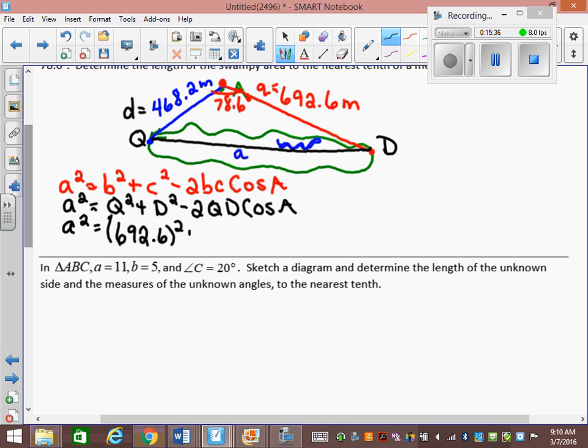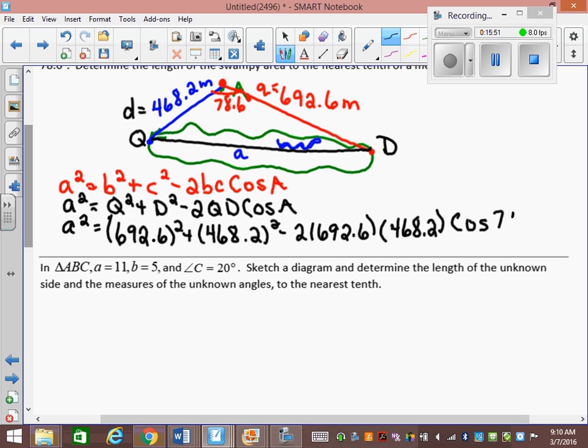692.6 squared plus 468.2 squared minus 2 times 692.6 times 468.2 cos of 78.6. And what do I have to remember to do? Square root this entire thing to get side A. Luckily, they're asking us for side A, so whatever we get on our calculator, we can round because we've gotten the final step.